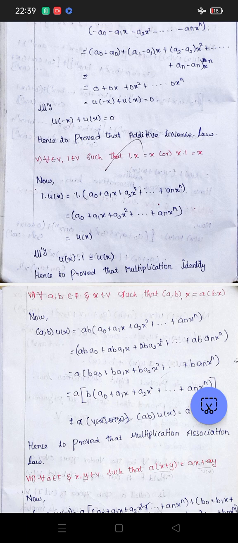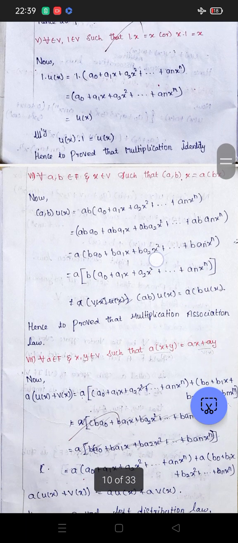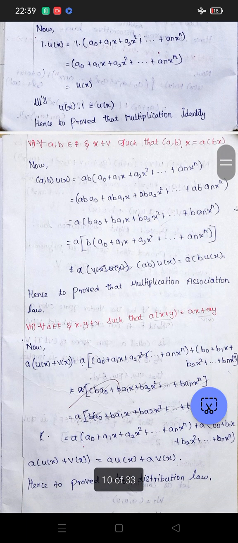Hence to prove that multiplication identity law. So next, the seventh law, the seventh condition: for all a, b belongs to F and x belongs to V, such that (ab)x is equal to a(bx).